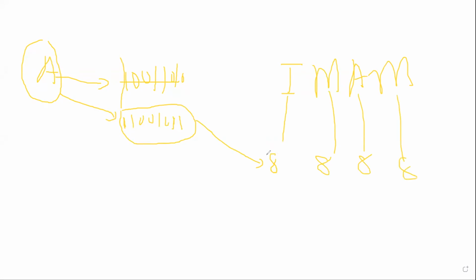So how many digits are here? Imam has 4 letters, 8 digits each, so 8, 16, 24, 32. Yes, 32 digits. So when you are entering this name, a computer sees 32 digits.